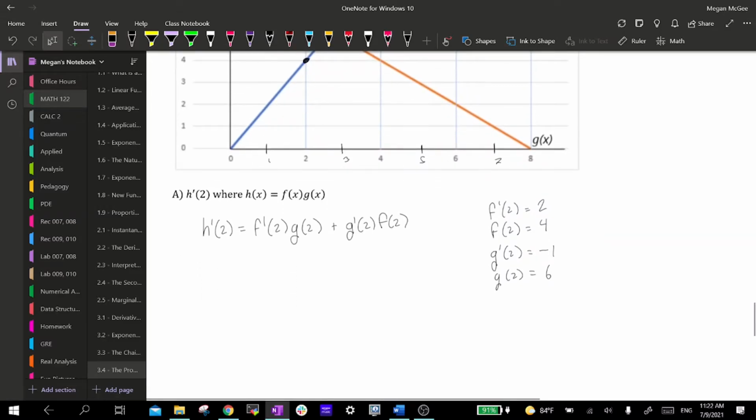Alright, so if we plug these values in, we get f prime of 2, so 2, times g of 2, which is 6, plus g prime of 2, so here's the negative 1, times f of 2, which is 4. So 2 times 6 gives us 12. Negative 1 times 4 is minus 4. And so our answer is 8.